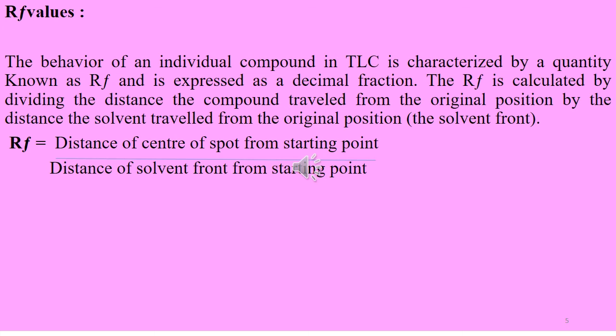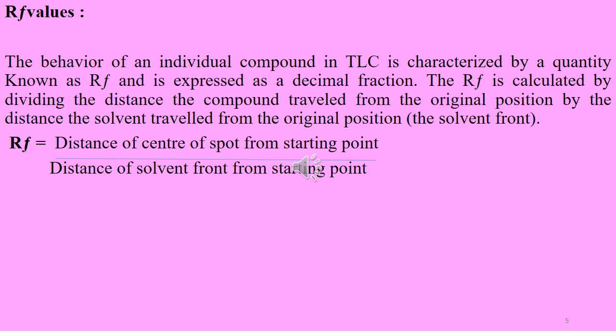The RF value for a compound is a constant from one experiment to the next only if the chromatographic conditions are constant. What are the chromatographic conditions? These are solvent system, adsorbent, thickness of the adsorbent, amount of the material spotted, and finally the temperature.